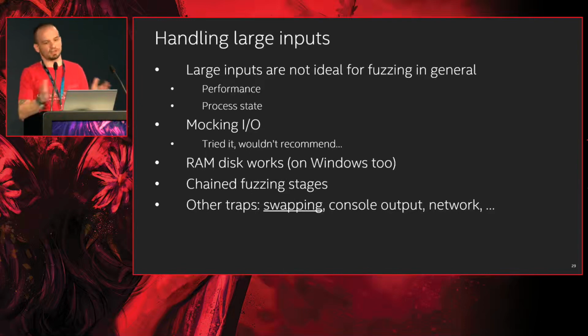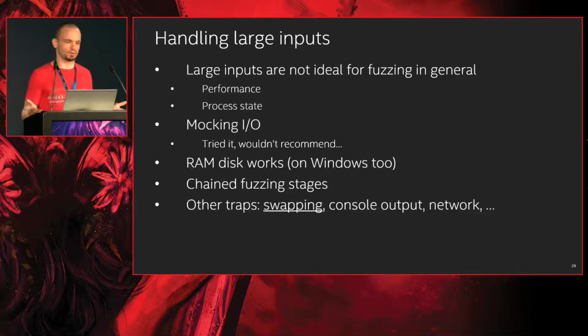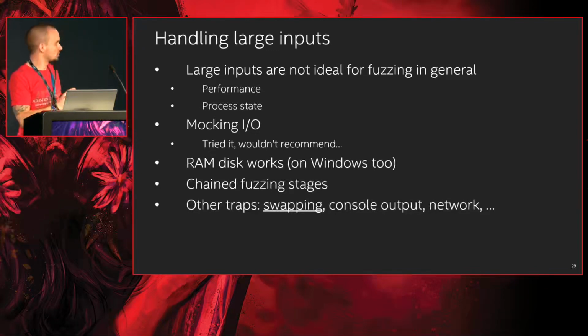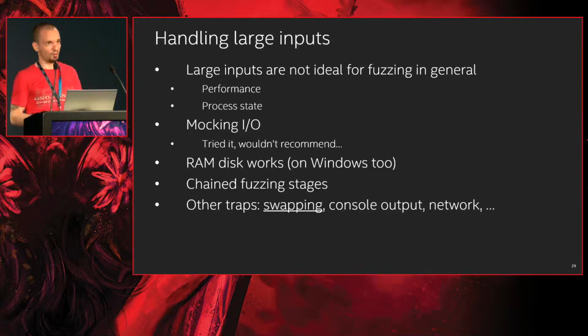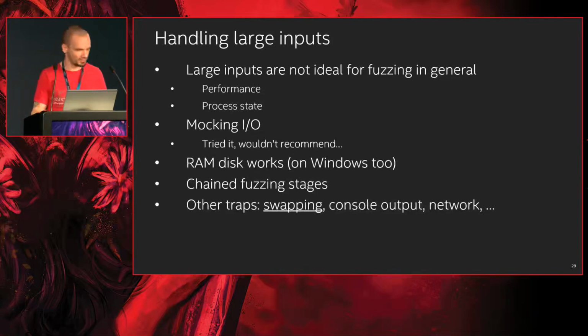Large inputs are not ideal for fuzzing in general because of performance reasons, and they generally increase the state stored in the process. Some of the I/O issues may be solved by mocking, like how the Windows API works when it comes to device access, for example, logging to a console. But when I try to mock all the file operations of Windows, well, I wouldn't recommend it.